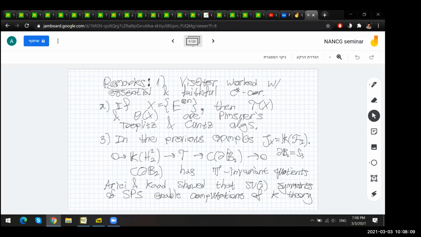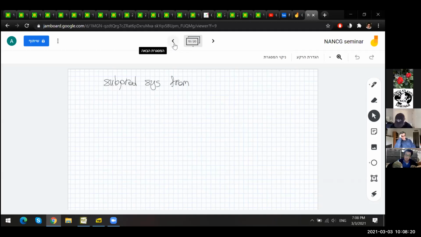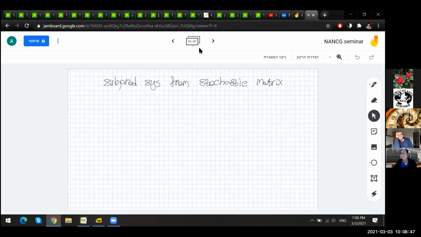All right, so now I want to talk about subproduct systems from stochastic matrices. Question: is there a universal symmetry of a subproduct system? Yes, there's always a group of subproduct system automorphisms for any subproduct system. It's always going to contain the circle action, but it might be bigger, as you could see.